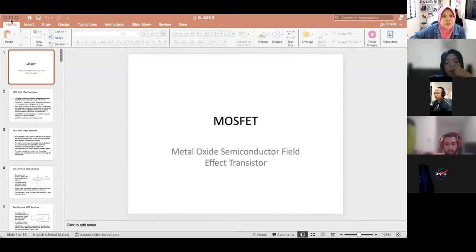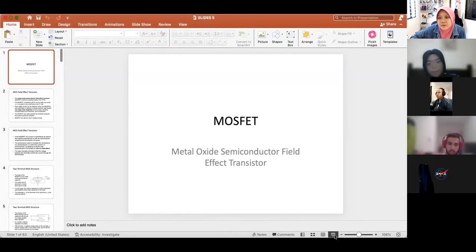What can you see? What about it? Can you see MOSFET? Can you see the, yes, MOSFET, madam?